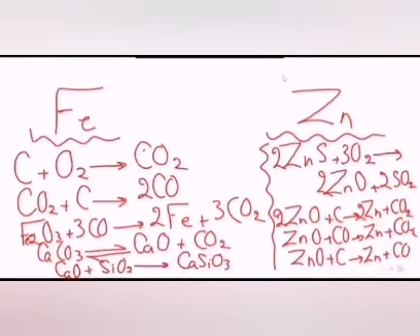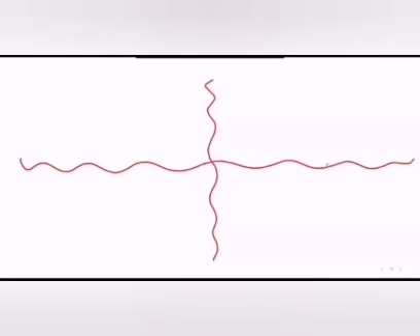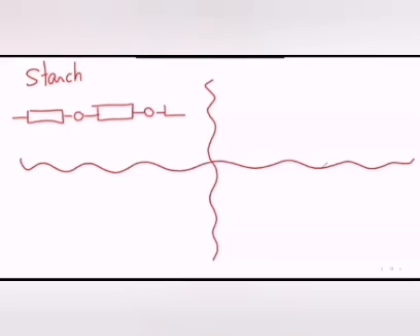Now let's draw all of them. Starting with starch, which is a complex carbohydrate. It is drawn in this way. Protein, which is a polypeptide, drawn in this way.